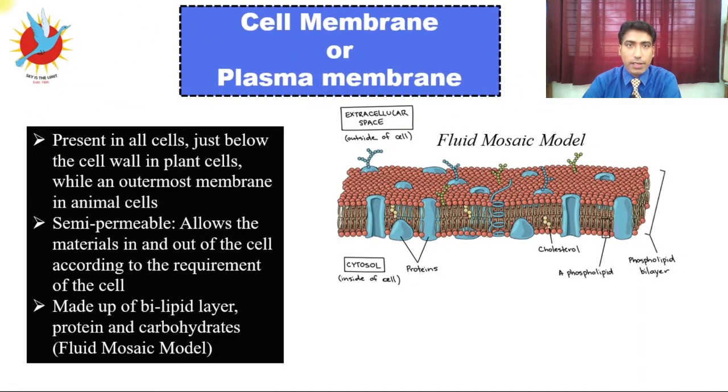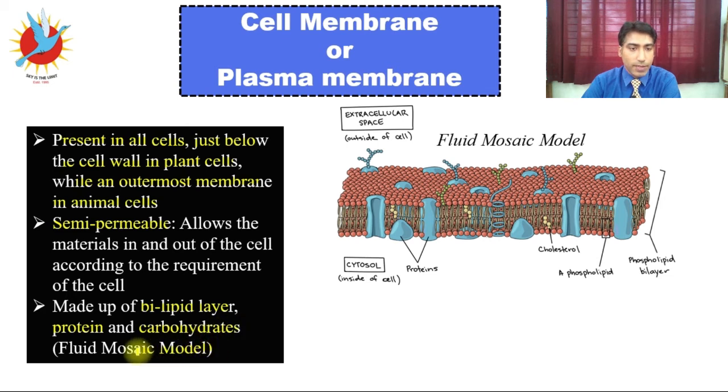Our next cell organelle is the cell membrane or plasma membrane. It is present in all cells, common to prokaryotic as well as eukaryotic cells. In plant cells it remains just below the cell wall, while it is the outermost membrane for all animal cells, because animal cells do not contain any cell wall. It is semi-permeable in nature, meaning it allows material in and out of the cell according to requirement only. It is made up of a bilipid layer with protein and carbohydrate.